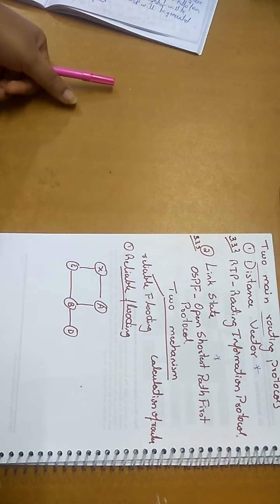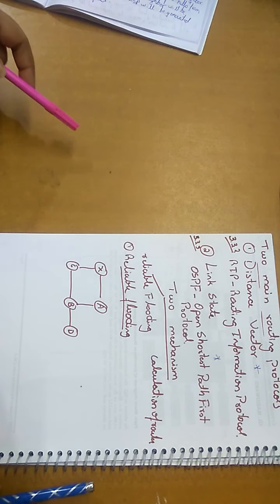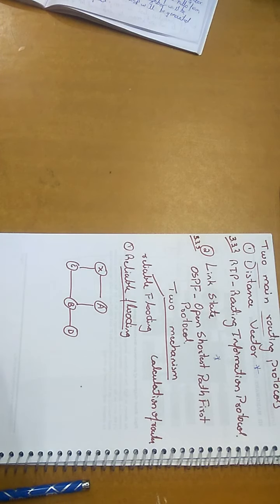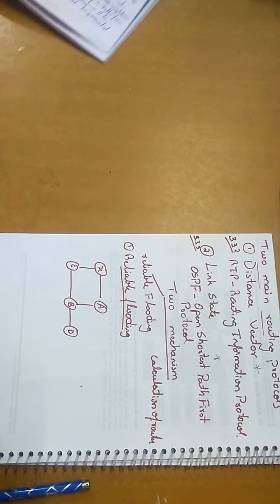The second main routing protocol is link state. Link state uses the Open Shortest Path First protocol. Here, link state can be achieved with two mechanisms. The first one is reliable flooding, and the second one is calculation of the routes. So the first one we see here is reliable flooding.